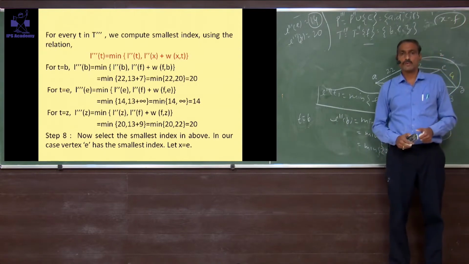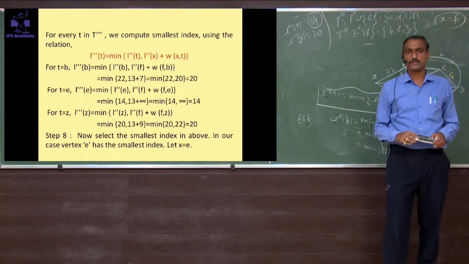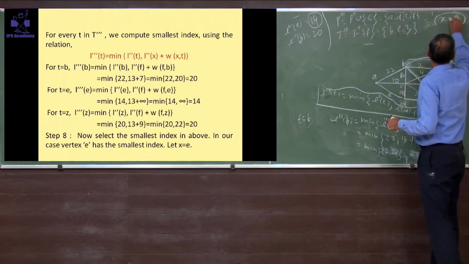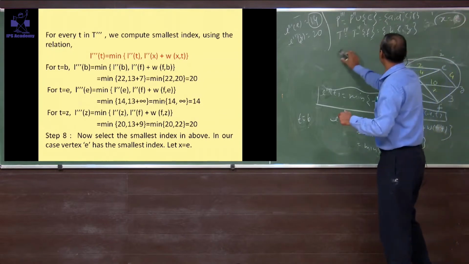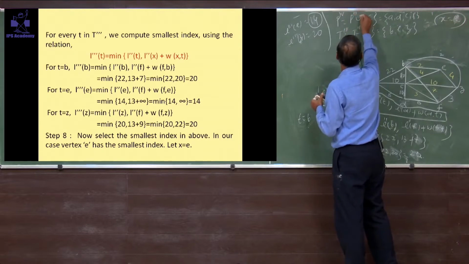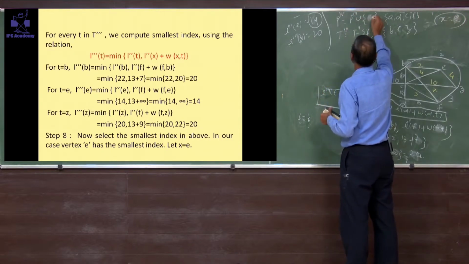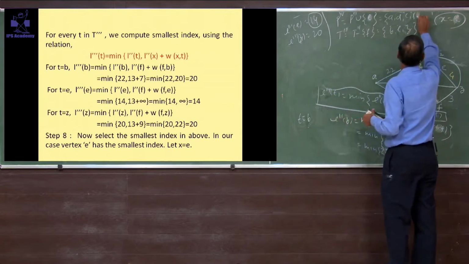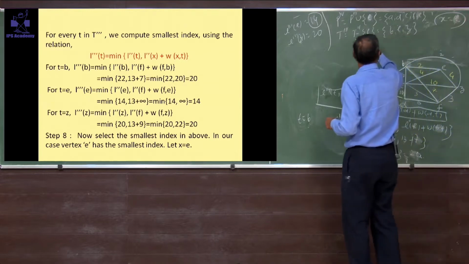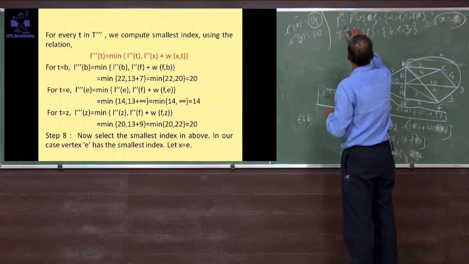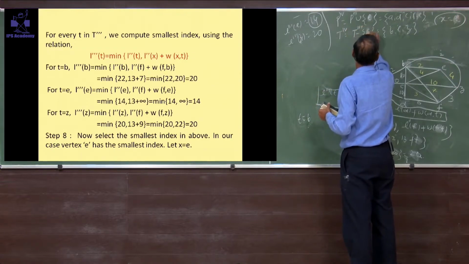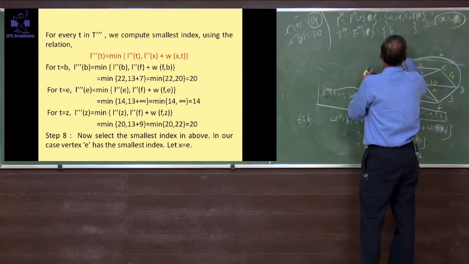So now select the smallest index in the above. In our case, the smallest index has the vertex E. So we take X equal to E, in place of F we take E. Now we create a new path. The new path will be the fourth iteration of P, P triple dash union E. So our new path will be A comma D comma C comma F and E, and remove E from T triple dash. We get T4, the fourth iteration of T, equals T triple dash minus E, and we get only B and Z, two vertices.